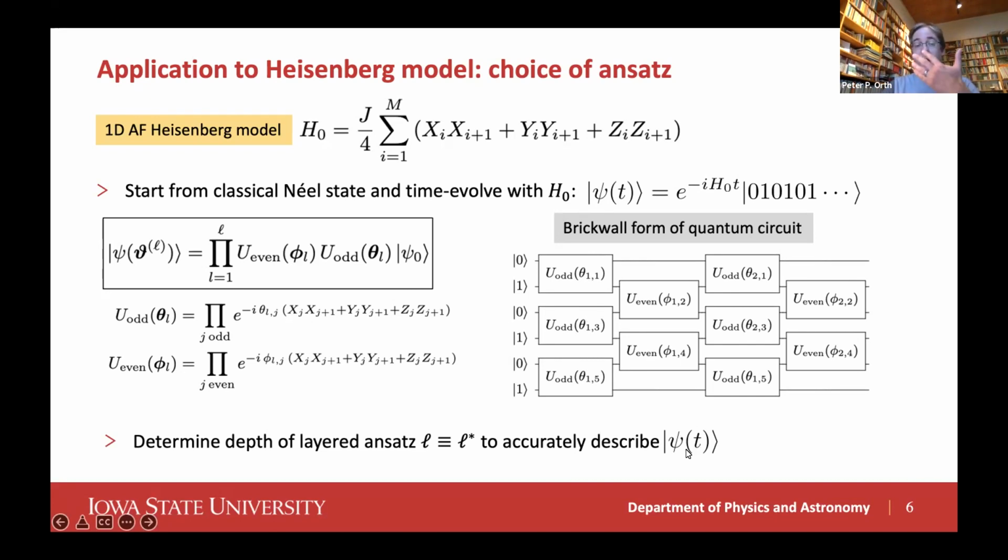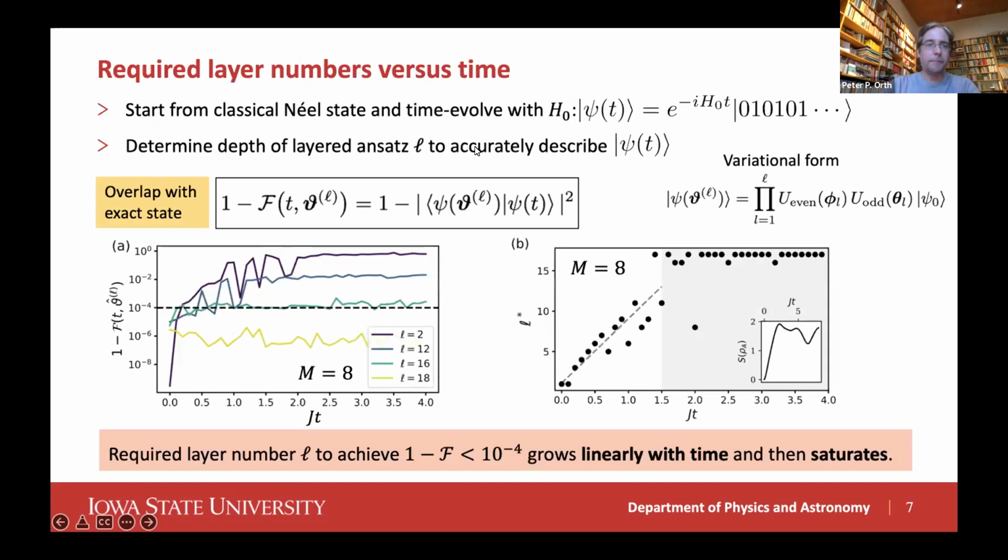This will of course grow in time, so you need a deeper circuit to describe the time evolved wave function. We do this by calculating the overlap with the exact state, because we are in a limit where we can still compute the wave function psi of t with exact diagonalization. This is only for us to gauge what layers are necessary. Later in the algorithm, of course, we don't make use of the exact state, because otherwise it would be kind of useless.